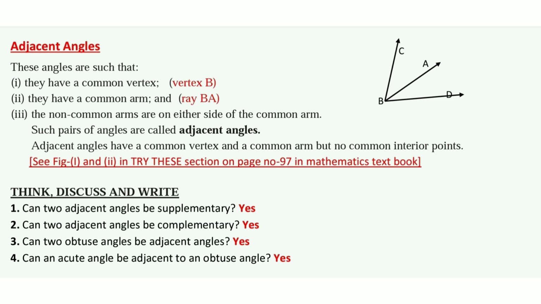Third, can two obtuse angles be adjacent angles? Yes. Fourth, can acute angles be adjacent to an obtuse angle? Again, answer is yes. Student, please try to draw the diagram for these 4 points for your reference. It's clear?